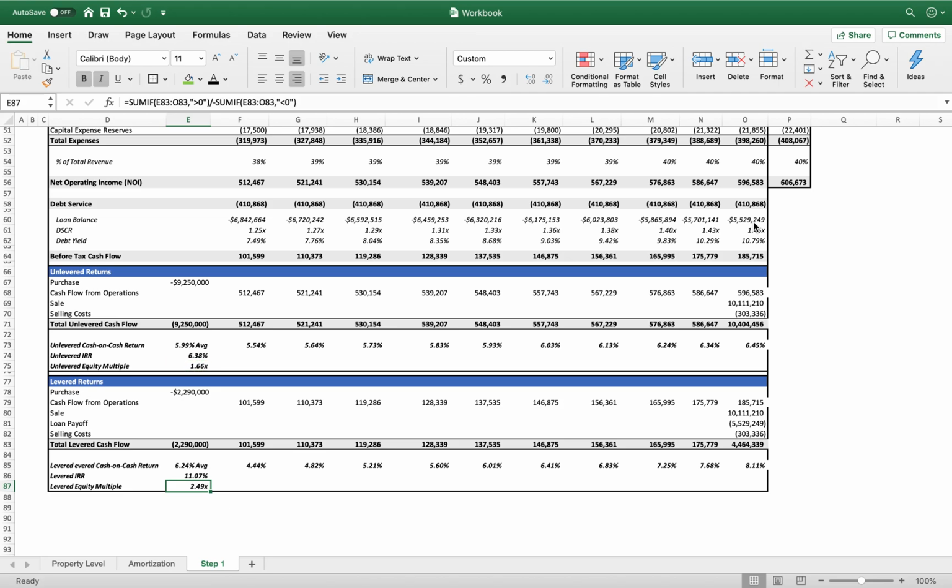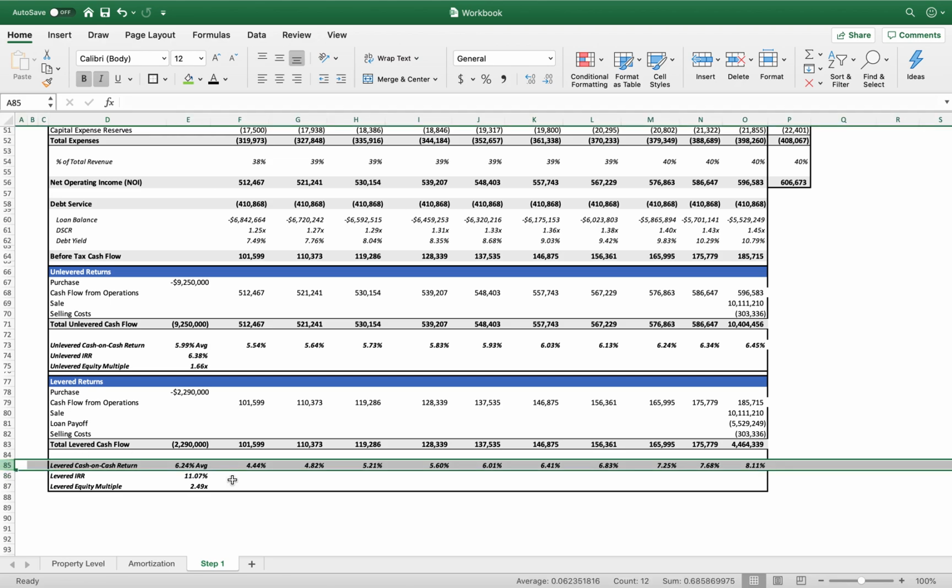All right, so there you go. Those are your return metrics. Looks like I have a little typo here. Return metrics for unlevered and levered. You can definitely tell the difference with debt on the deal, what it can do for you. We will have a video to discuss positive and negative leverage and what it means.